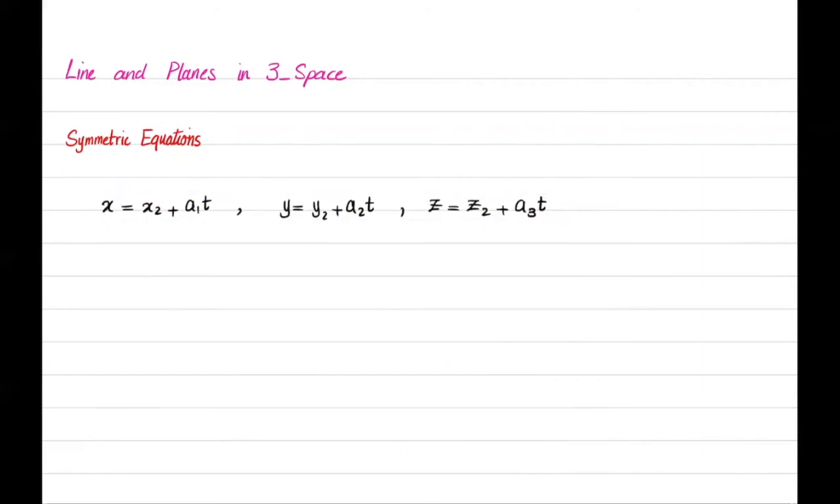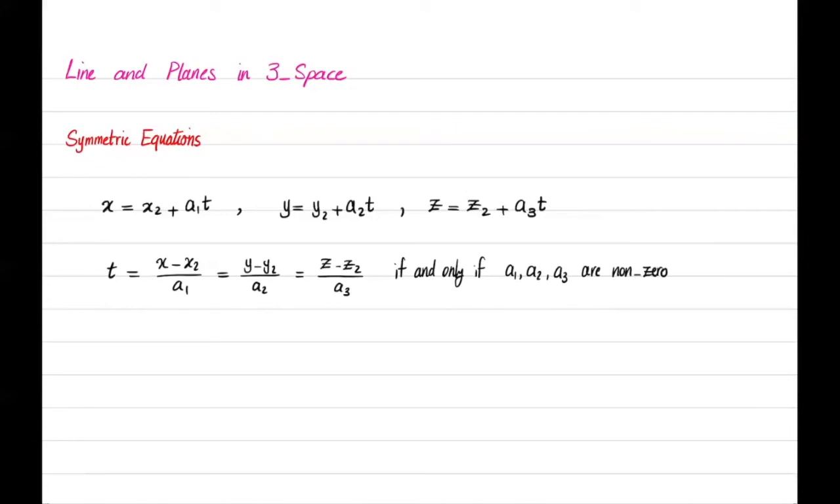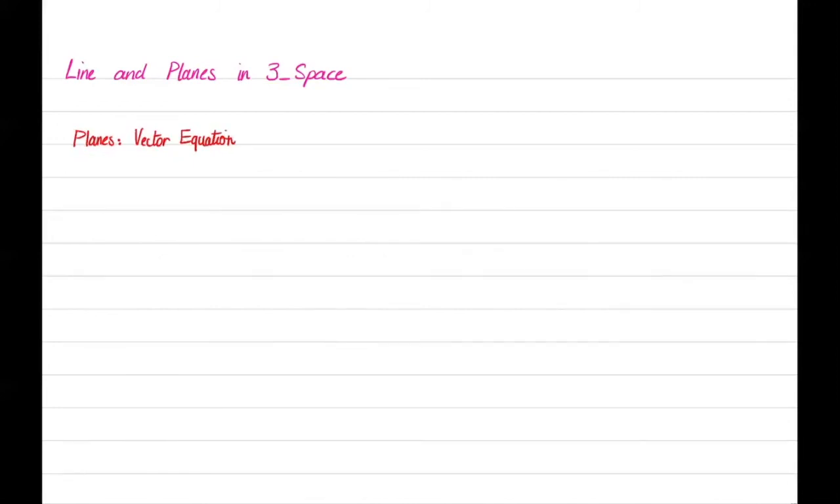As we just said, these equations are called parametric equations. So we can observe that we can clear the parameter t by writing the following equation. This equation is valid if and only if the three direction numbers a1, a2, and a3 are non-zero. Then the resulting equation will be this one, which is said to be symmetric equations for the line through points P1 and P2. The next topic is vector equations for planes.